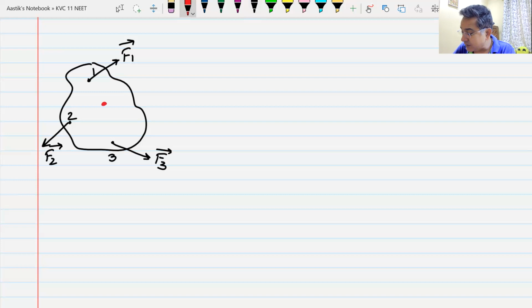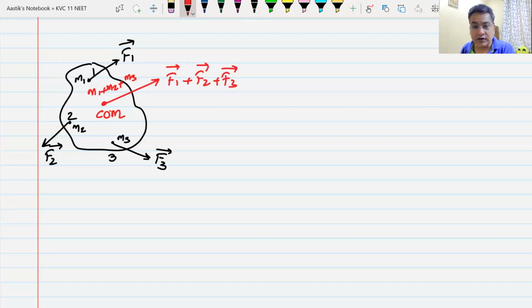So I can find a point, which may lie inside the body or outside the body, that I call the center of mass. If I find the motion of this center of mass, it will represent the motion of the entire body. So I can assume that if the mass of this point is m1, the mass of this point is m2, and the mass of this point is m3, then at this point the total mass m1 plus m2 plus m3 is kept, and the total force, which is F1 plus F2 plus F3, is acting on this body at this point. Do we understand what I mean by center of mass?